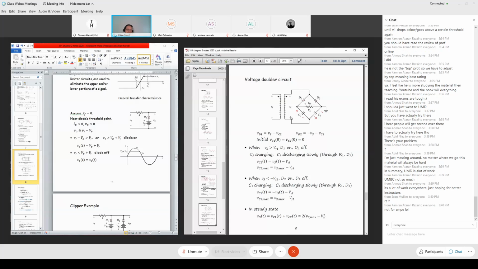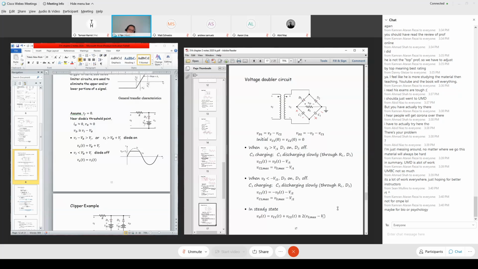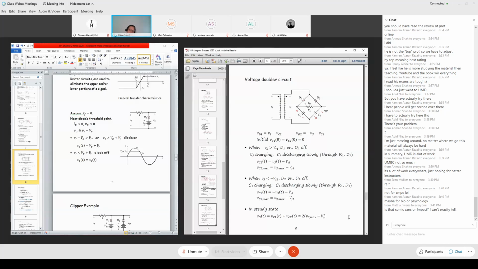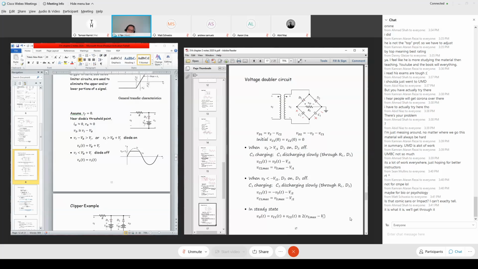In the steady state, what's the voltage drop across the load, referenced from this point to this point? That's just Vc2 plus Vc1 together. Substituting these two expressions, we get Vs maximum minus V gamma, and twice of that. So that's the voltage doubler. In the textbook's example, it assumes V gamma equals 0, so you have 2 times Vs maximum. But if you include the finite drop of V gamma, then V gamma is placed in this location.